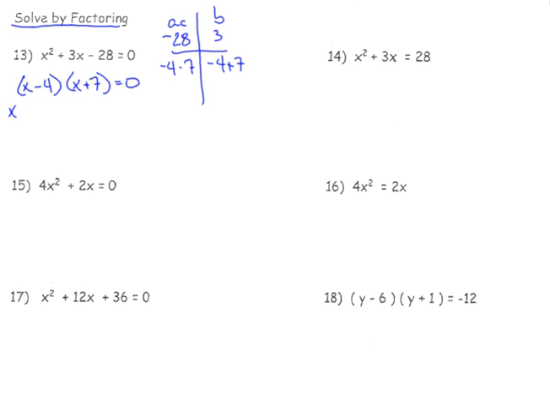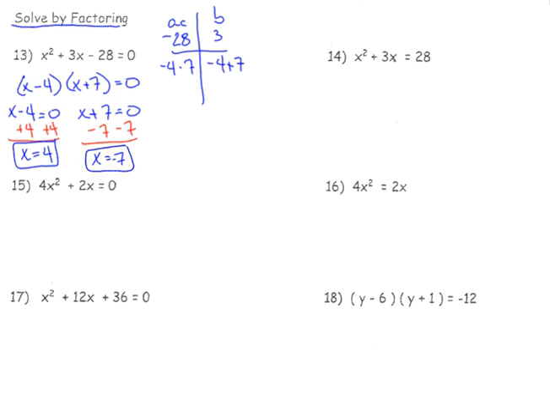Here I'm going to set each factor equal to 0. X minus 4 equals 0. X plus 7 equals 0. I add 4 to both sides. X equals 4. Here, I subtract 7 from both sides. X equals negative 7.